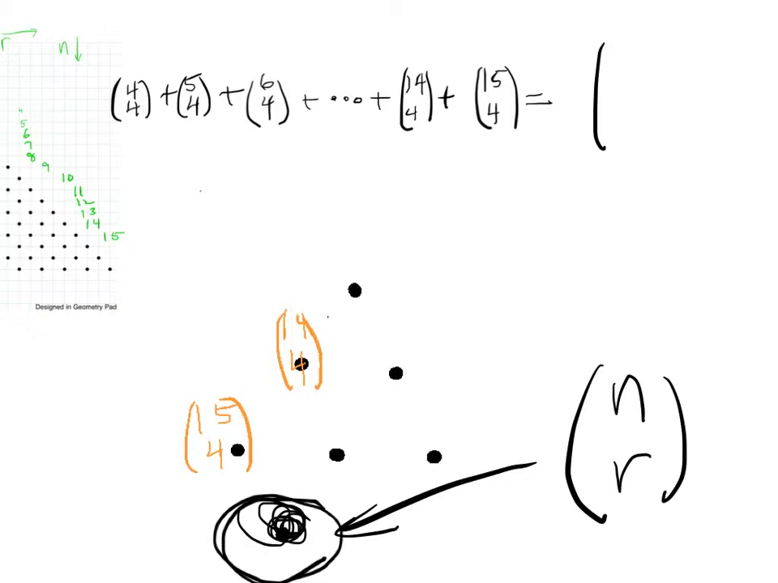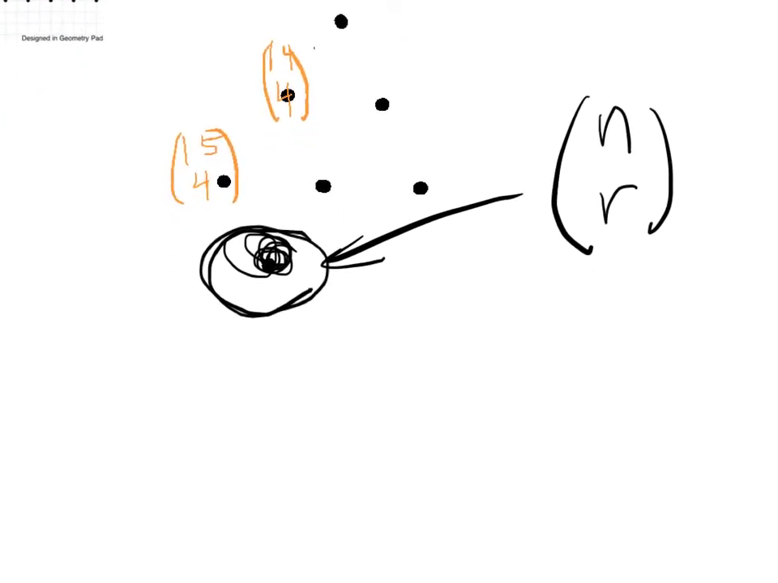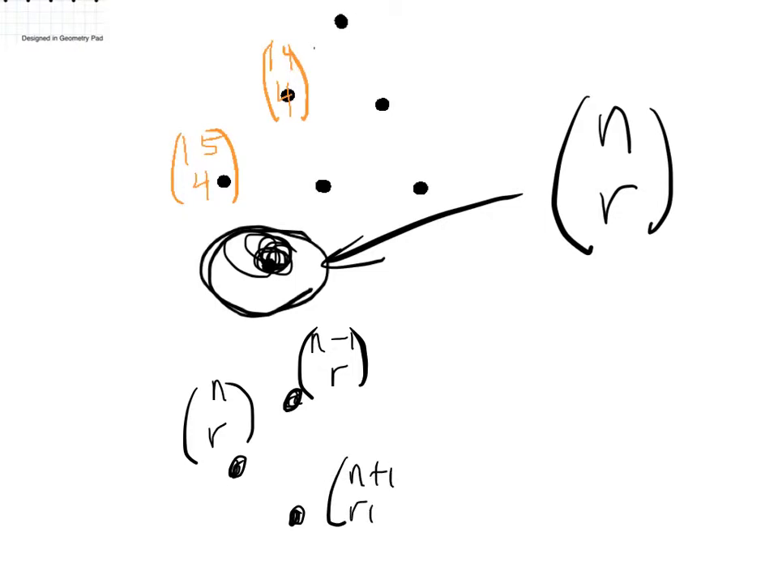Let's look at the formula in the book. In the book, this picture shows up as N minus 1 choose R, then N choose R, and then this number is N plus 1 choose R plus 1. Now does it make sense?